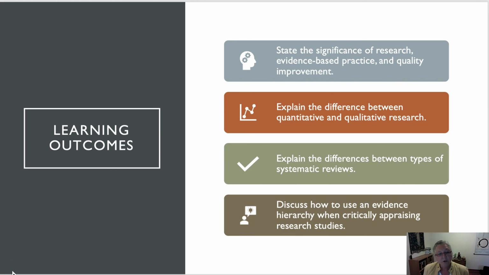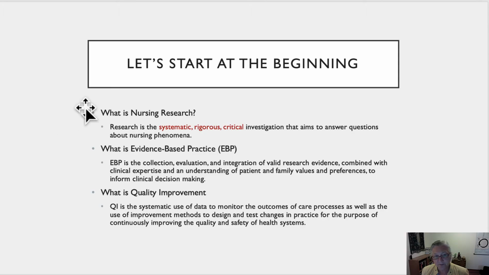For this week, we have several learning outcomes. Specifically, by the end of this lecture, I want you to state the significance of research, evidence-based practice, and quality improvement. Explain the difference between quantitative and qualitative research. Explain the difference between types of systematic reviews. And discuss how to use evidence hierarchy when critically appraising studies. So let's get started. Let's start from the beginning.